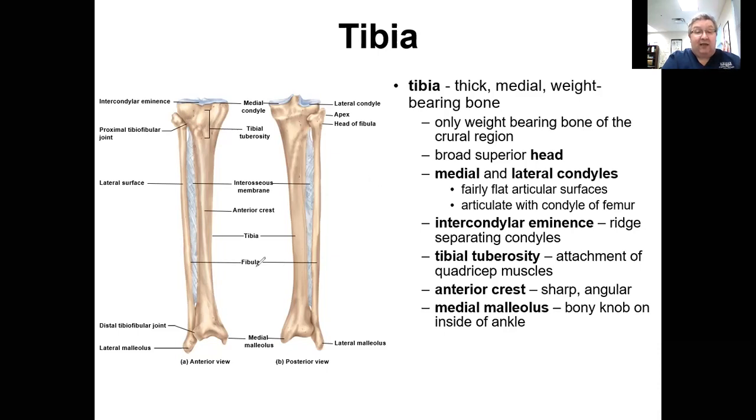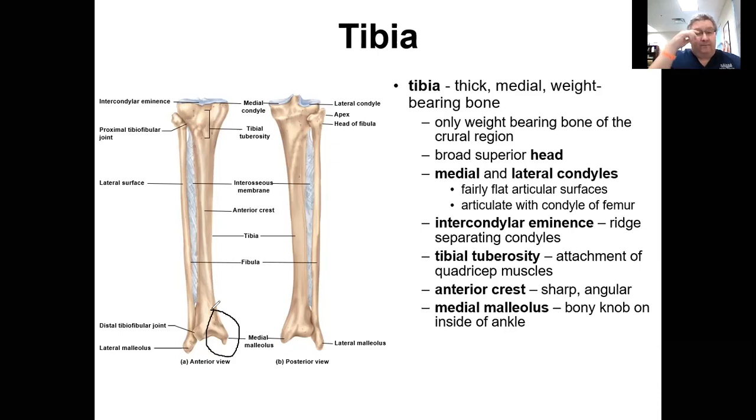Finally, at the distal end, right down here, is the medial malleolus. The tibia makes up the medial malleolus. Again, the medial malleolus is the distal end of the tibia.